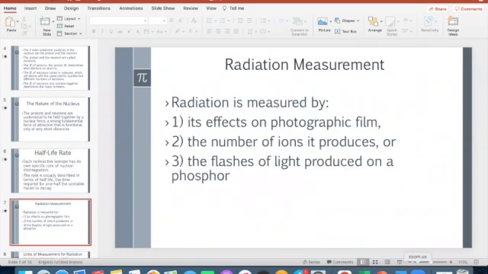Radiation measurements. Radiation is measured by the effects on photographic film. It's also measured by the number of ions that it produces, and by the flashes of light produced on a phosphor.